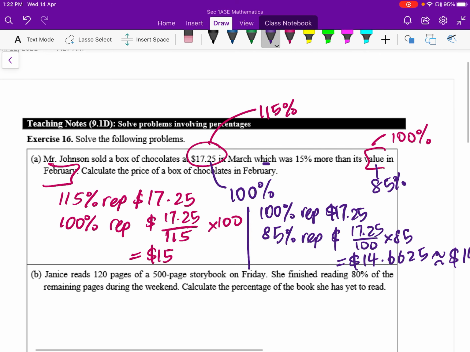So based on that, 15% more than its value in February. We are comparing with February, so the value in February will be the 100%. That leads us to 17.25 being the 115%, not the other way around. So the confusion is this option. I still see a difference of 15%. However, in this case, the highlighted one, we are using the value in March as the original, which is not the case. We are not comparing with March. We are comparing with the value in February.